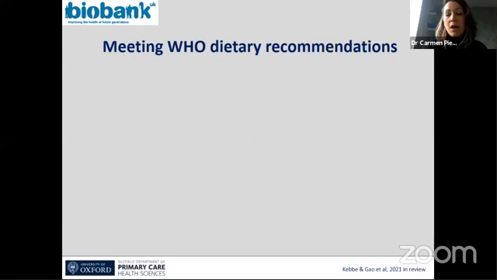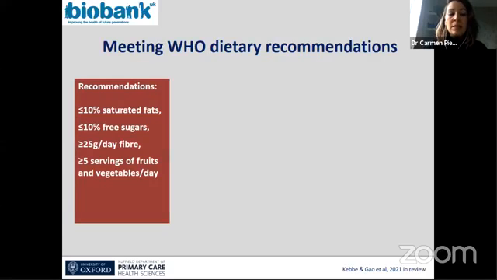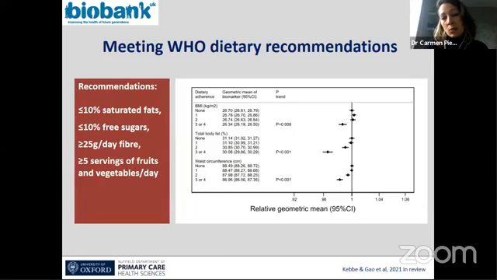What I've shown so far has all been dietary intervention studies. I'm going to present now some of the observational evidence that we have been doing in the UK Biobank study with diet. For example, we looked at the adherence to WHO dietary recommendations: less than 10% of saturated fats, less than 10% of free sugars, more than 25 grams of fiber a day, and more than 5 servings of fruits and vegetables a day. In terms of weight, we found strong trends for lower BMI, total body fat percentage, and waist circumference among people who are meeting more of these dietary recommendations.